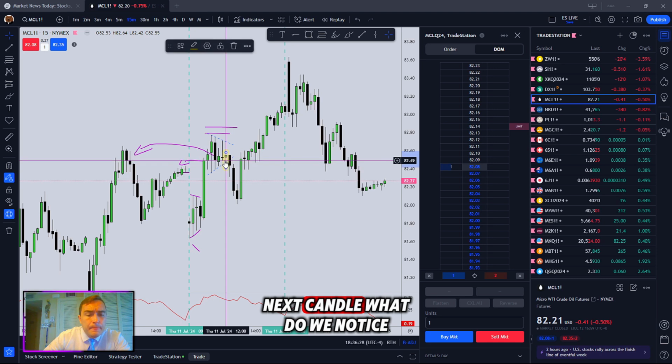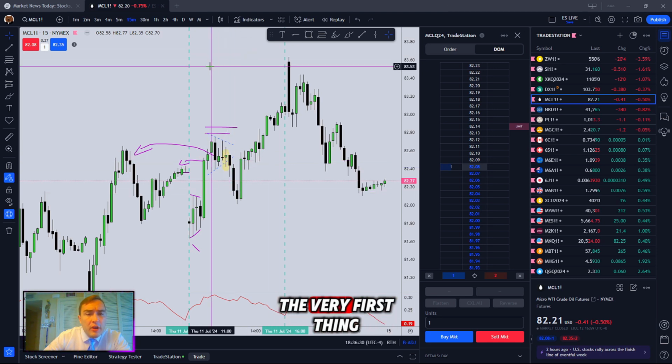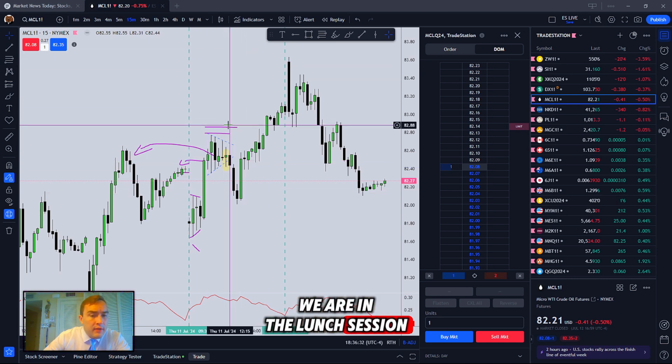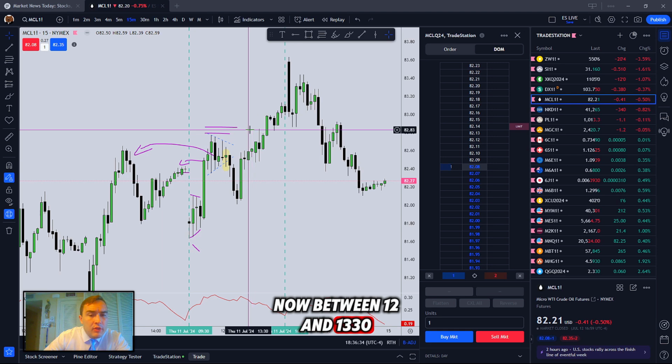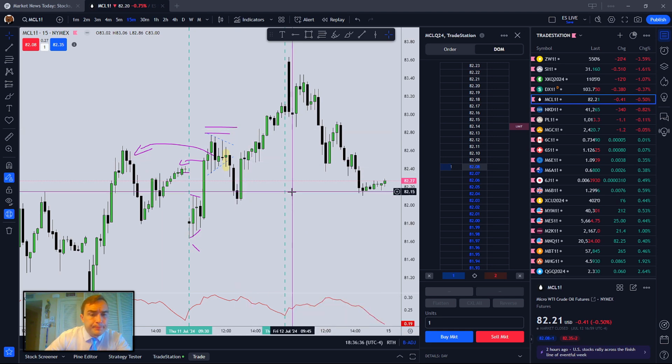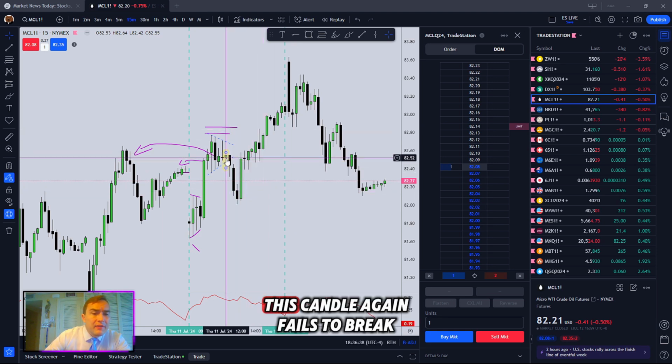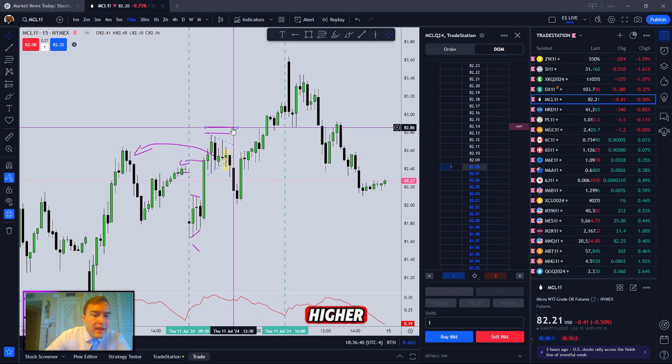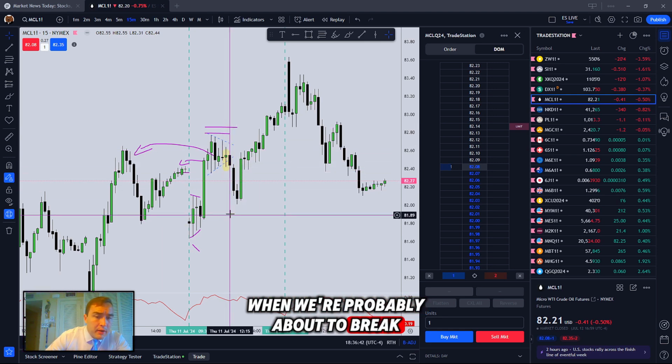Next candle. What do we notice the very first thing? We're in the lunch session now. Between 1200 and 1330, we are in the New York lunch session. Okay? This candle, again, fails to break higher, so what are we going to do? Well, we're probably about to break lower.